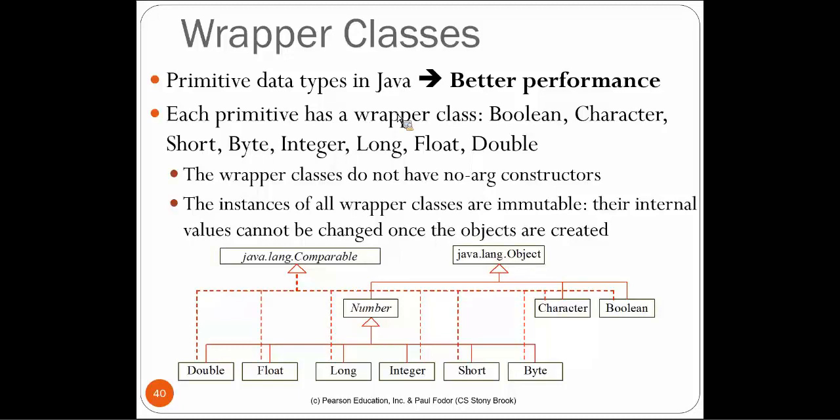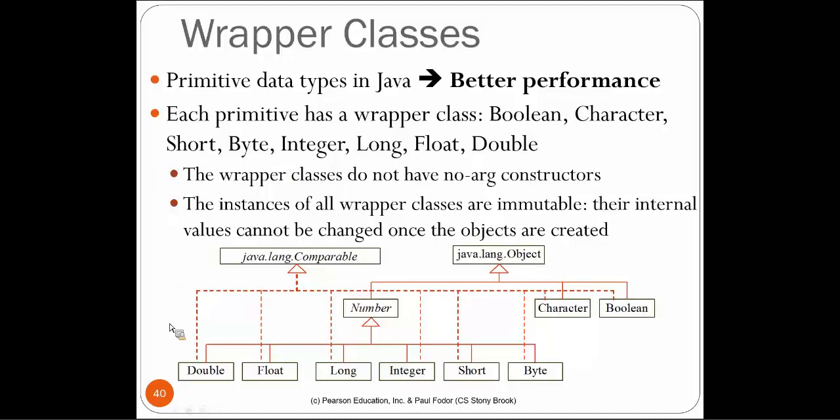Boolean has the class Boolean, char has the class Character, short, byte, int, long have the classes Short, Byte, Integer, Long, capitalized instead of using lowercase letters only, and float and double have the classes Float and Double. So the wrapper classes basically wrap a value of the primitive type. For instance, the Integer wraps an int, and that's basically the object that contains that whole number.